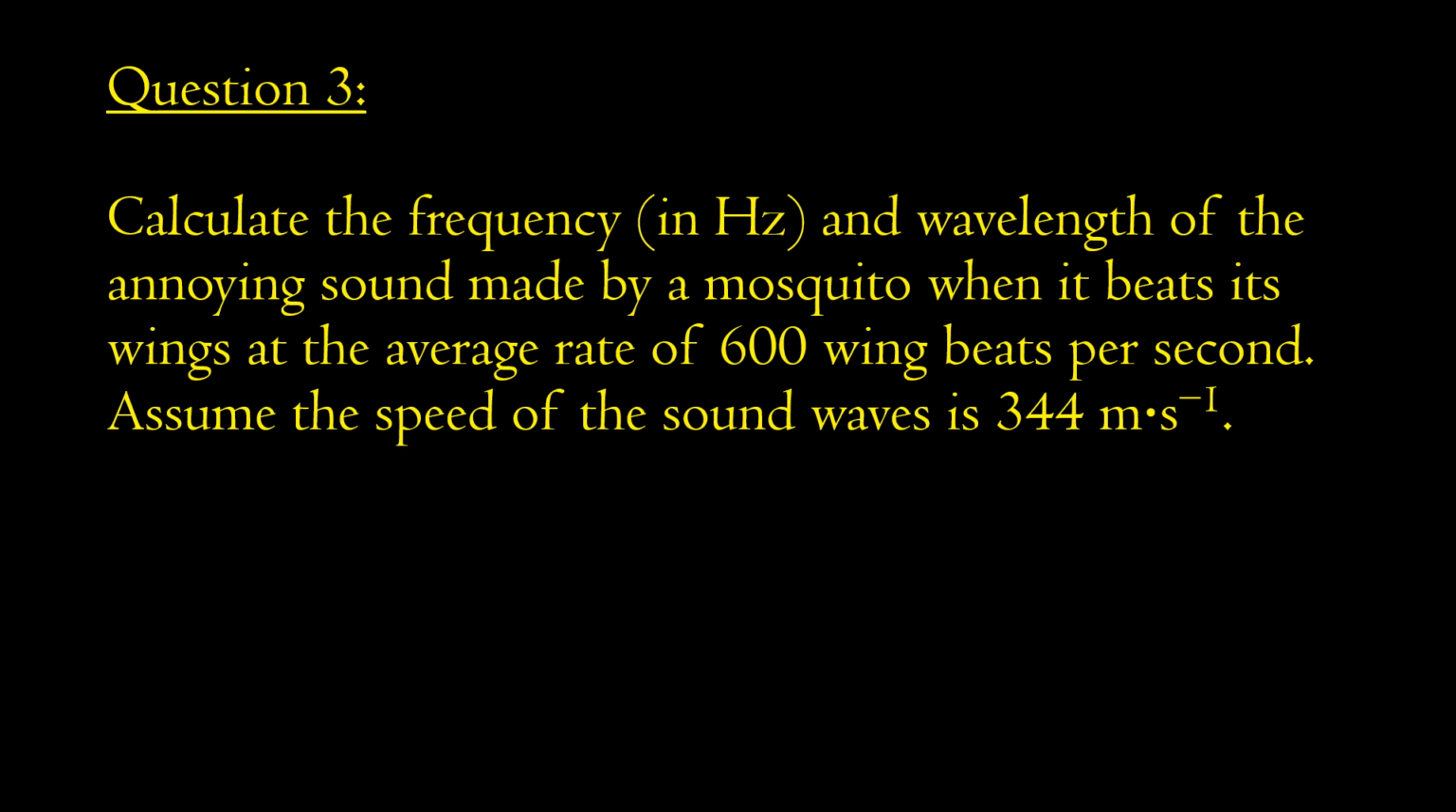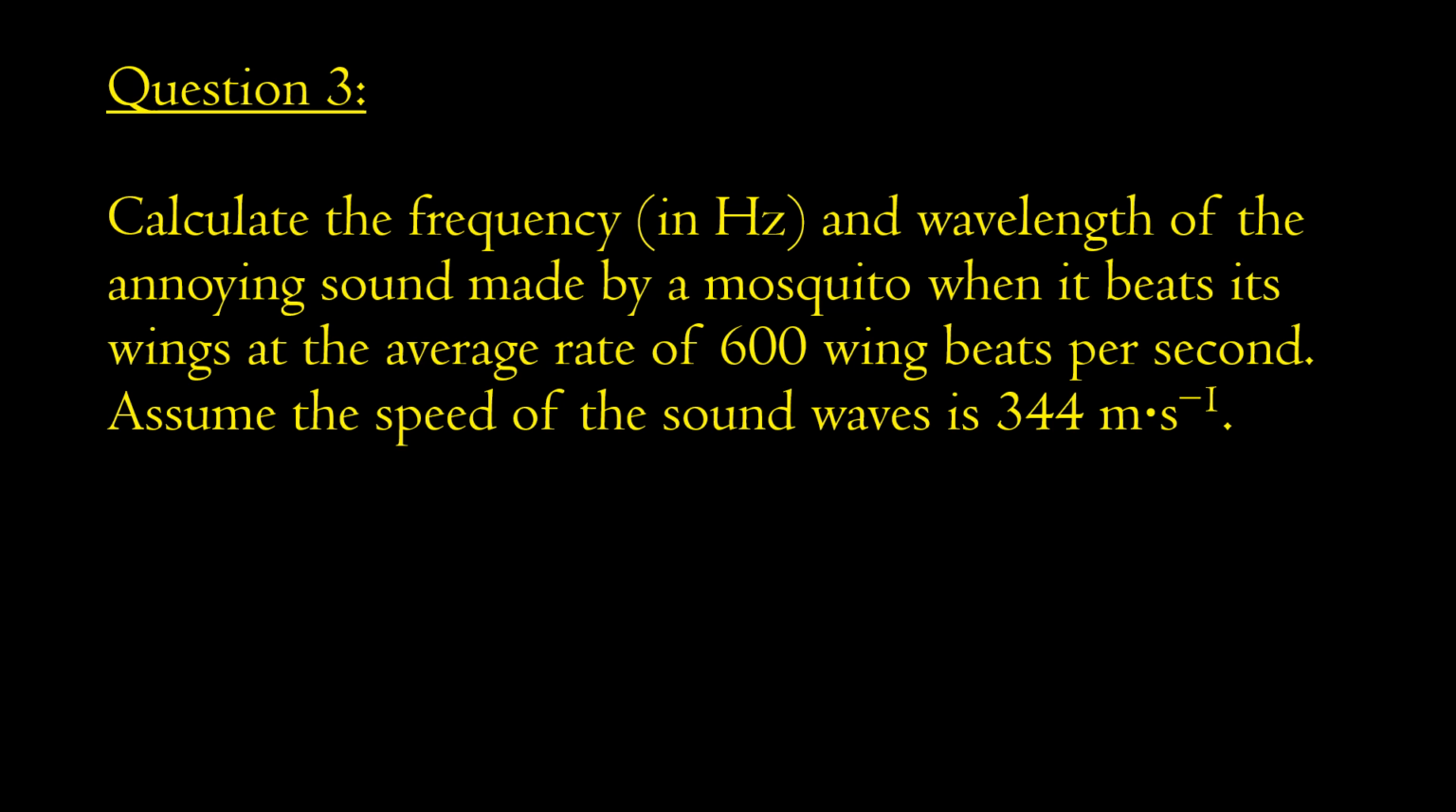Calculate the frequency in hertz and the wavelength of the annoying sound made by a mosquito when it beats its wings at the average rate of 600 wing beats per second. Assume the speed of sound waves is 244 meters per second. Mosquitoes beat their tiny wings so quickly that they produce that zzz sound that we are all familiar with.